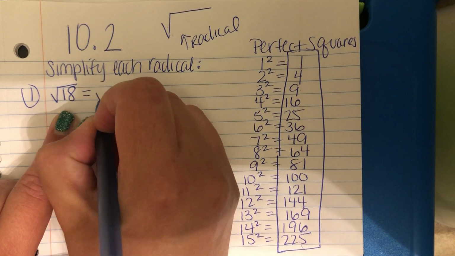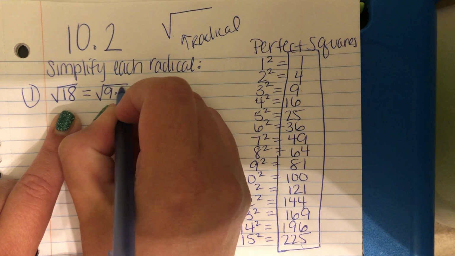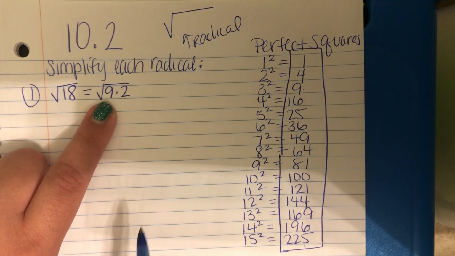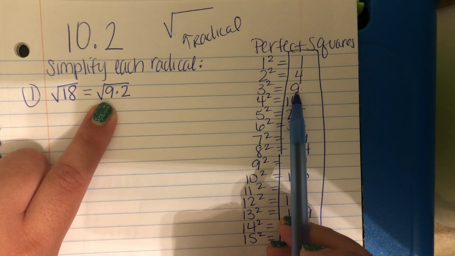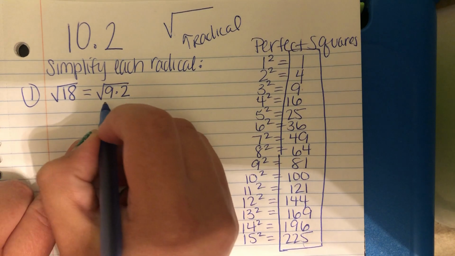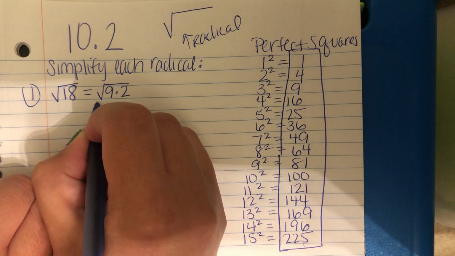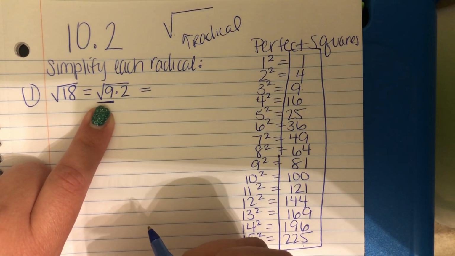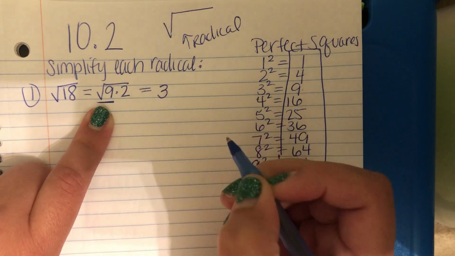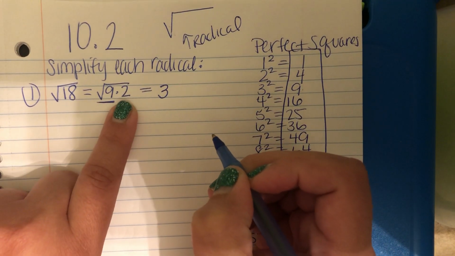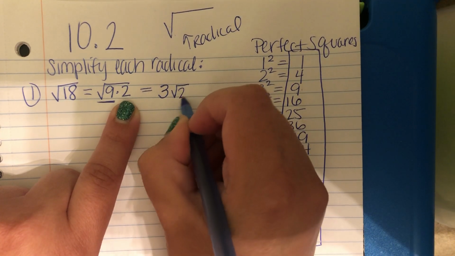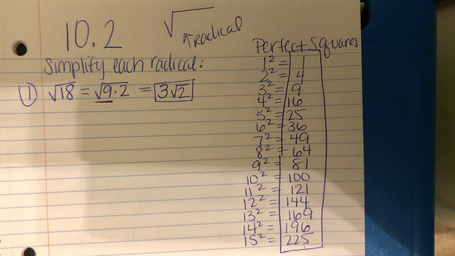So I'm going to rewrite this to be 9 times 2. Because 9 times 2 is 18, and 9 is the perfect square that goes in there an even amount of times. Now, you're going to square root the perfect square. So what is the square root of 9? The square root of 9 is 3, so that comes out of the root. I don't know what the square root of 2 is, so I'm going to leave it in the root, and then I would be done.